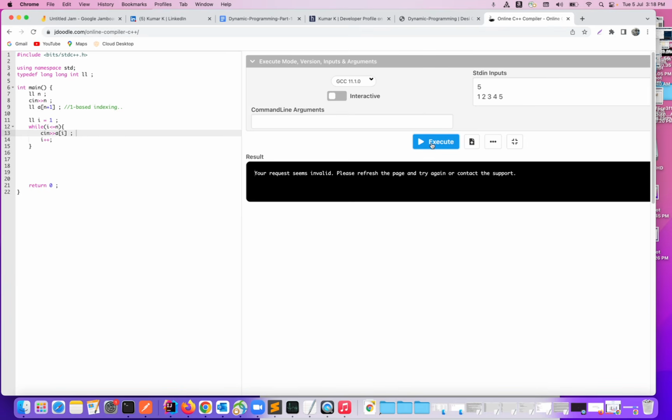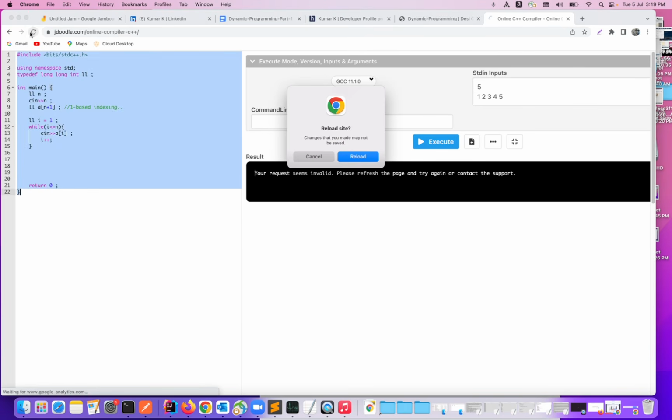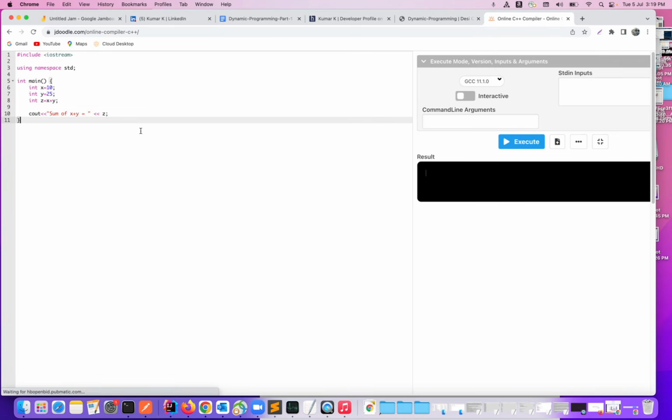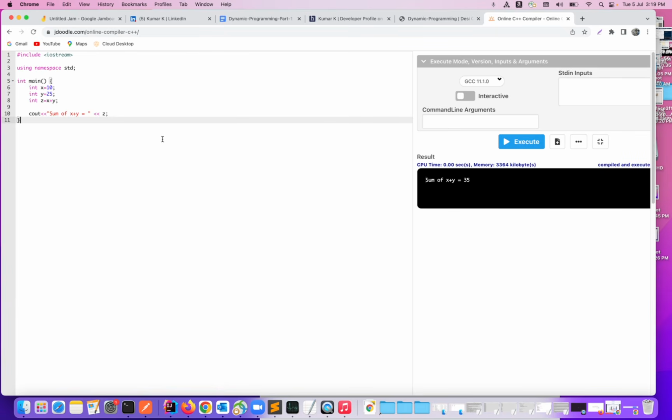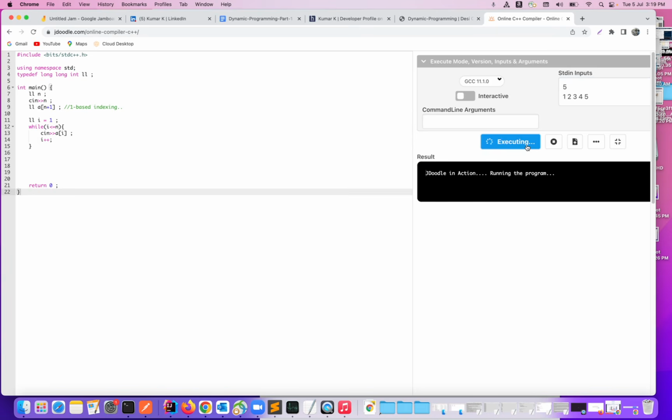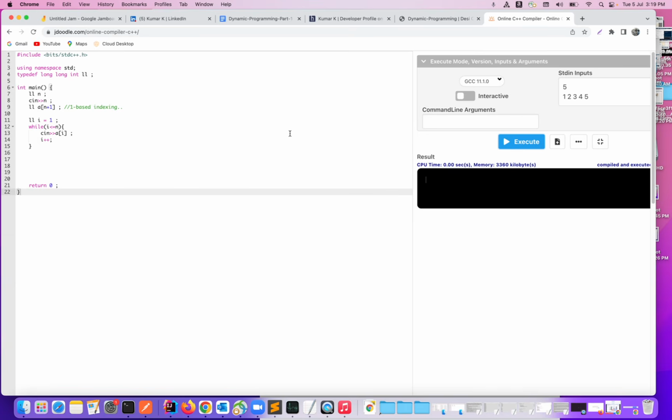There are some issues with the compiler, I guess. Okay, no issues. Let me refresh one time. Yeah, so just let me try our input array. Yeah, so it's taking our elements in. No issue with that. Now, what was the step number one?